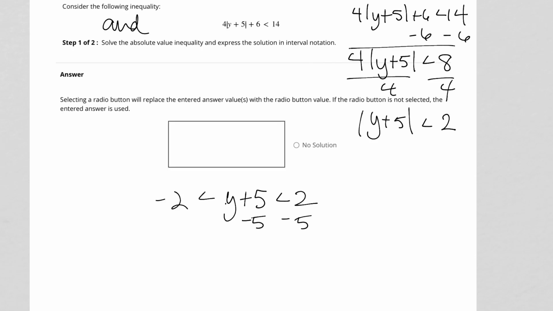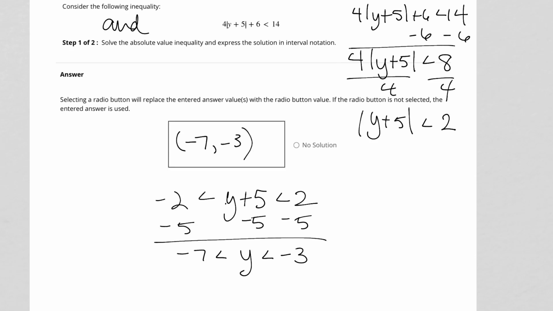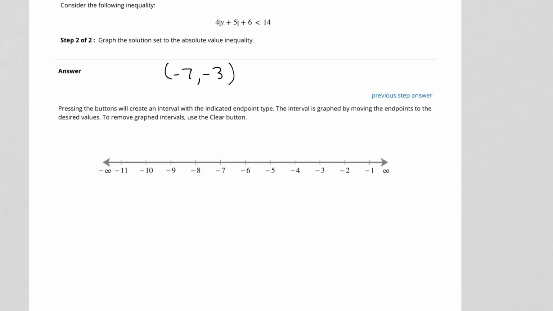Subtract 5 from all of the pieces. Negative 7 less than y less than negative 3. In interval notation, that is negative 7 comma negative 3. Which means I'm going to put an open parenthesis opening to the right at negative 7, an open parenthesis opening to the left at negative 3, and I'm going to shade in between.